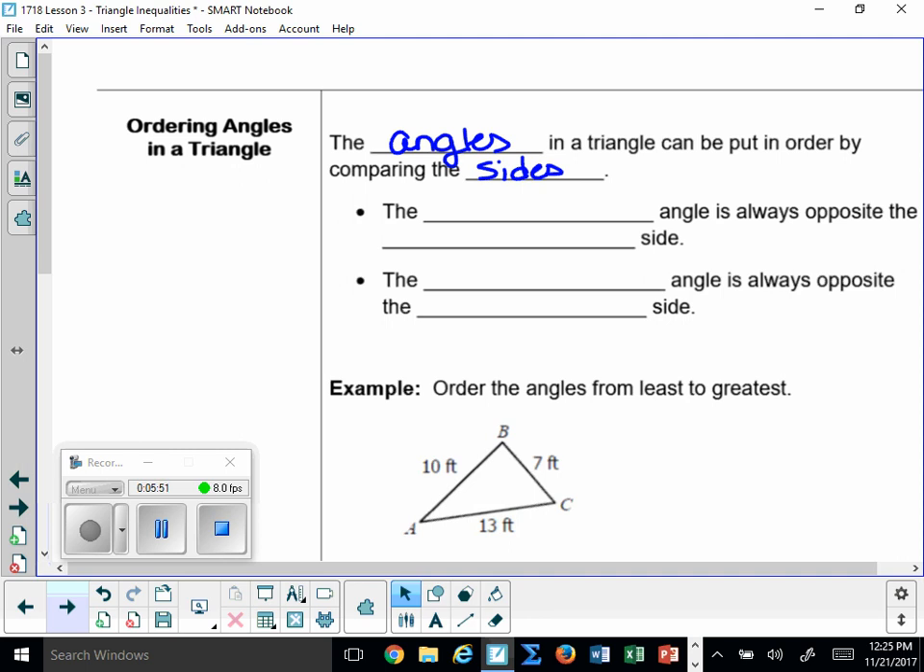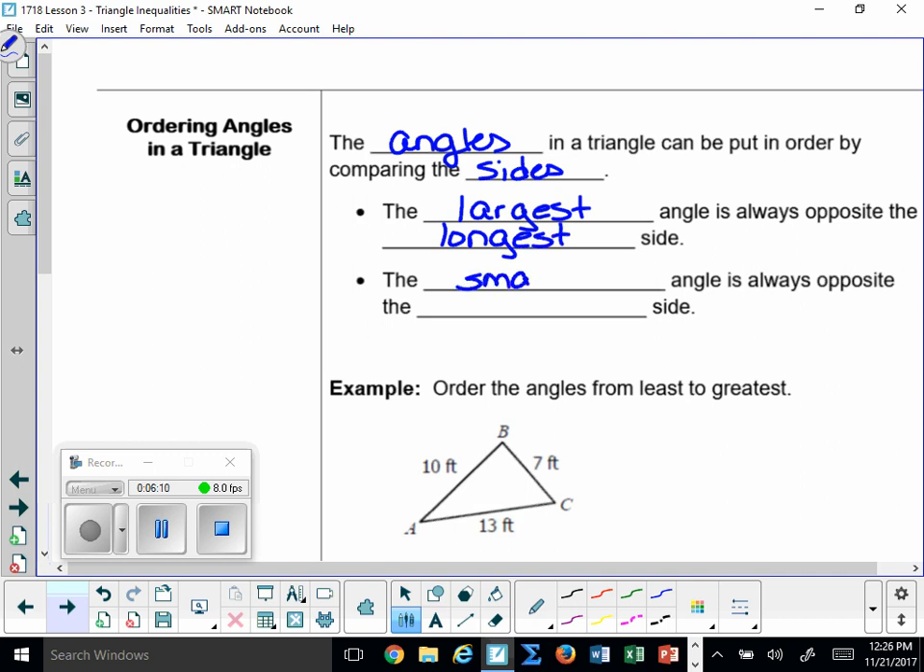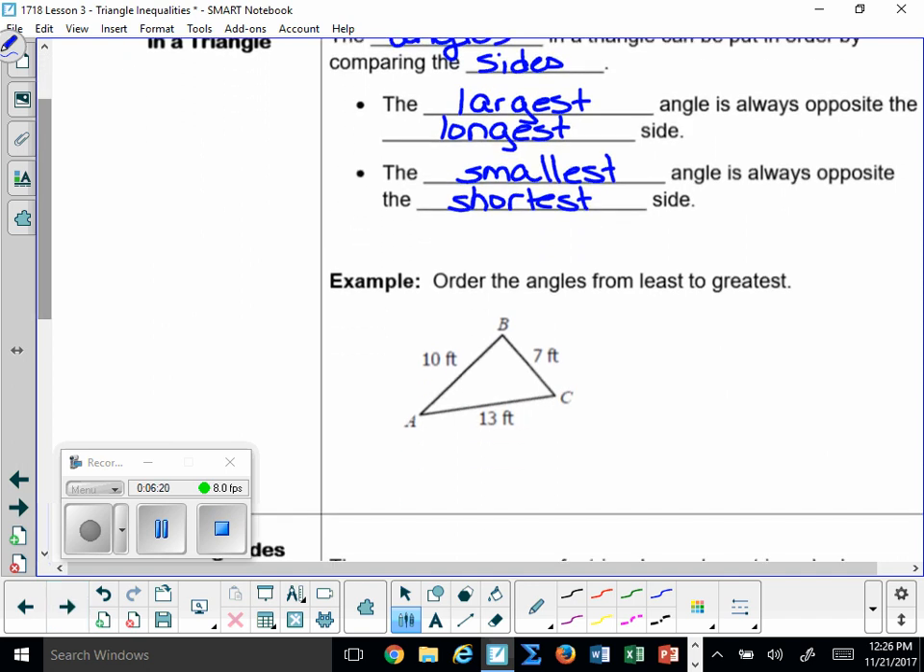Make a really big angle, and your fingertips connect in a really long side. And that's what we're talking about here. The largest angle will be opposite the longest side, and the smallest angle will be opposite the shortest side. It's pretty logical. So let's take a look.